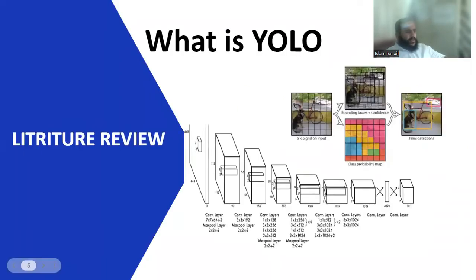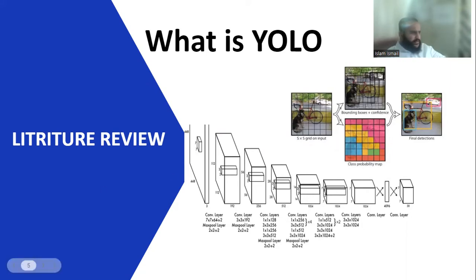So now we should know what YOLO is. YOLO: you only look once. It's a real-time object detection system. YOLO is an algorithm that uses regression to detect objects. It takes the input image, determines the classification of the object, and specifies the coordinates of the bounding boxes.